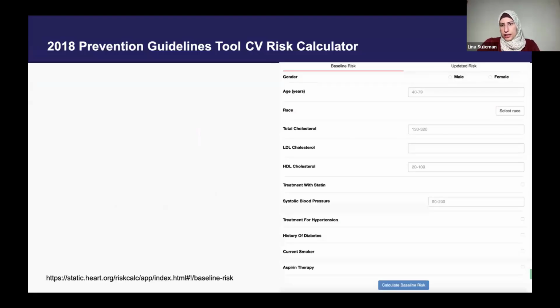Now, this is the calculator that healthcare providers usually use to calculate the risk, where they select if their patient is male or female, their age, race, their current cholesterol, LDL and HDL, and you can see the rest. After they put in all the information, they calculate the baseline risk, and based on that, they can tell the patients where they are at high risk, and that there are a couple of things we need to modify in order to reduce the risk.